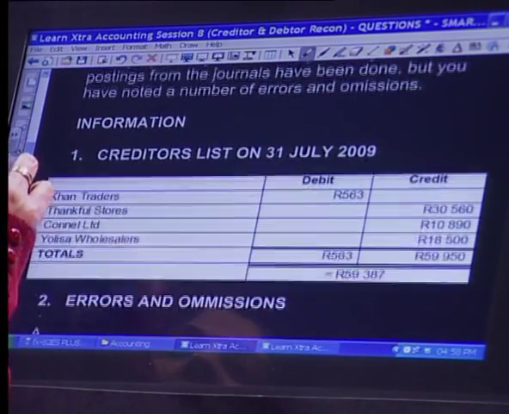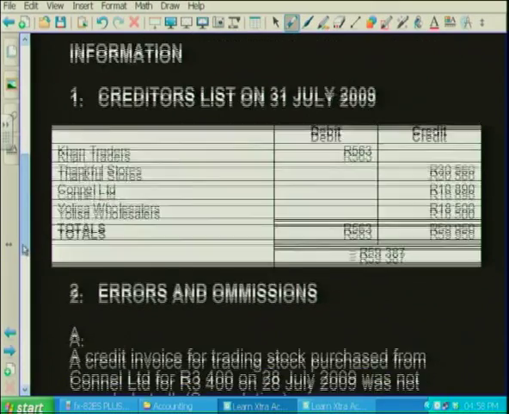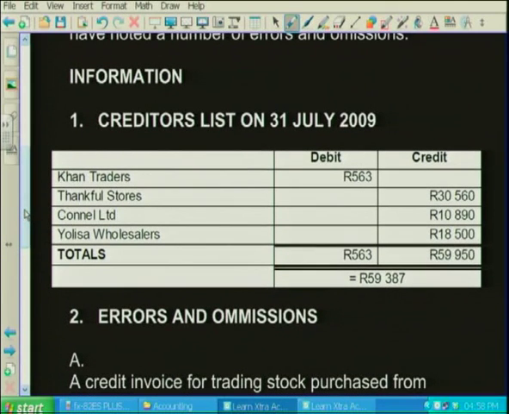So we've got your information, your creditors list on the 31st of July 2009. According to this information, we've got 4 creditors, Khan Traders, and very interesting, Khan Traders has a debit balance. So debit balance, immediately I'll just put a minus sign there. That simply means that we are not owing Khan Traders, but they are owing us 563 Rand. And we spoke about this when we were doing debtors. We could have overpaid Khan Traders, and as a result, they are now owing us this 563 Rand.